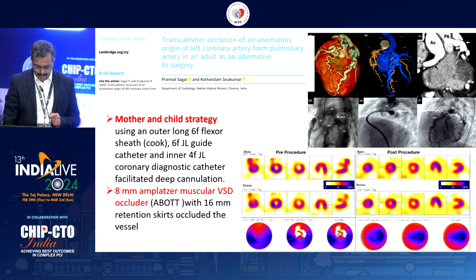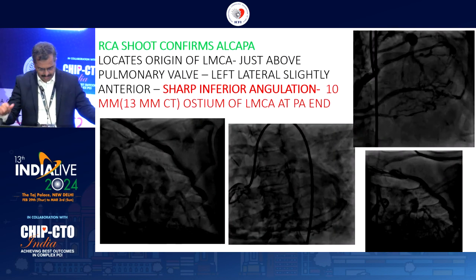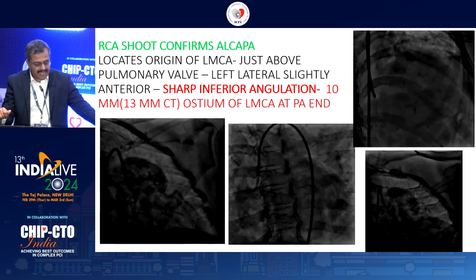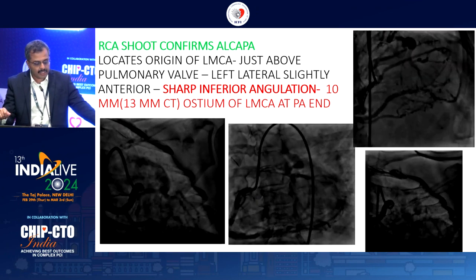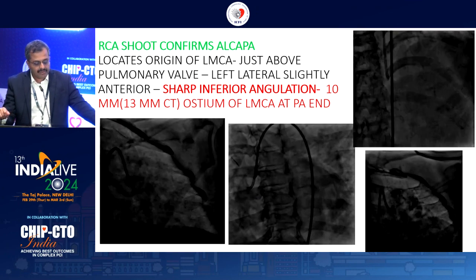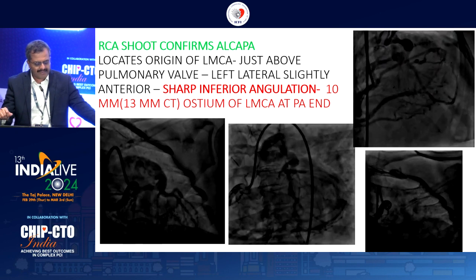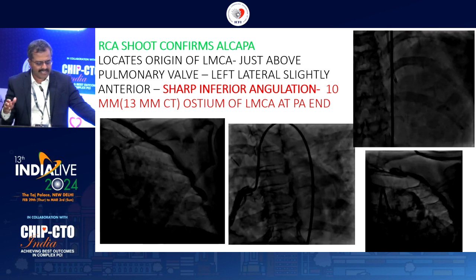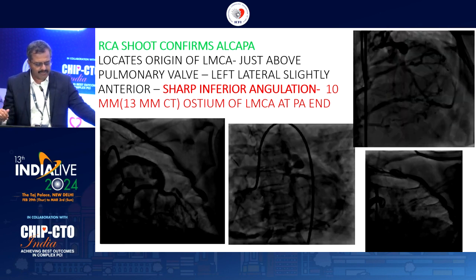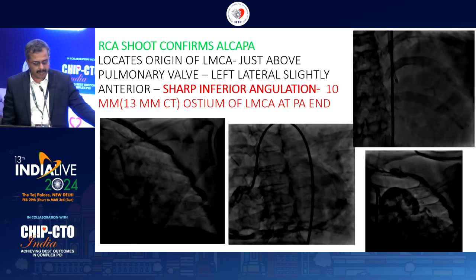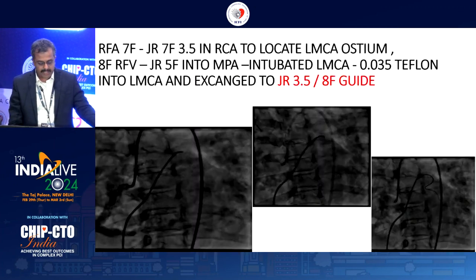So we thought of trying to replicate it, but when we do a shot, the left main is quite big. You see the RCA shot confirms ALCAPA with origin of the left main just below the pulmonary valve, left lateral slightly anterior side with a sharp inferior angulation. On the angio, it's about 10 mm. The ostium of LMCA is 10 mm at the PA side.